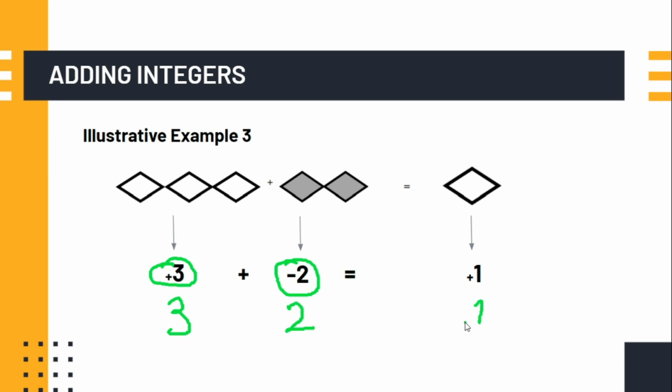Ngayon, teacher, anong susundin kong sign? After ko silang i-subtract, ang susundin mo yung mas malaking absolute value, yung 3. So, that's positive. So, the answer is positive 1. Okay? So, kung saan kayo nadadalian, yun yung gamitin nyo.